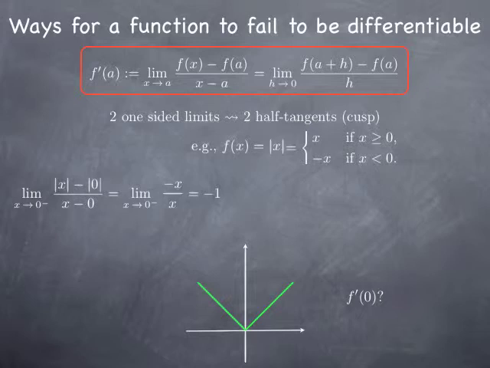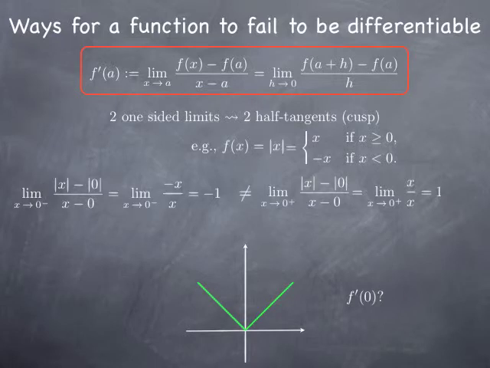That corresponds to the slope of the half tangent on the left-hand side, which is the left part of the graph. If we look at what happens from the right, then if x is greater than 0, absolute value of x can be replaced by x, and we obtain the limit of x over x, in other words 1. Since we have two different one-sided limits, the regular limit does not exist, and in particular, the derivative of the function at 0 does not exist, that is, f is not differentiable at 0.